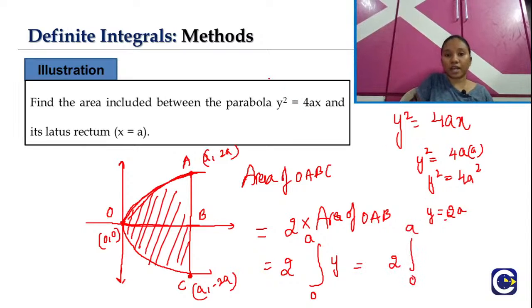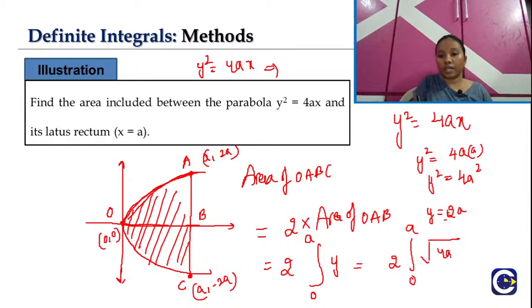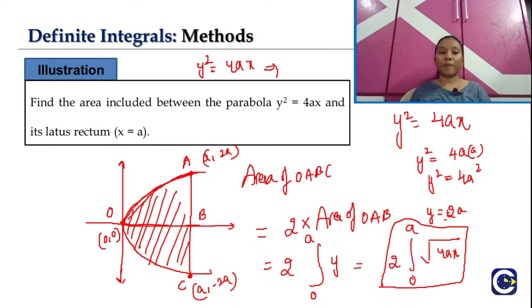So what is my y here? The given curve is y square equal to 4ax, so y will be equal to root over 4ax. Now what will be my area bounded by the parabola and its latus rectum? It's nothing but 2 times the integration of root over 4ax within the limits 0 to a. So let's quickly find this indefinite integration and get the value of the area bounded here.